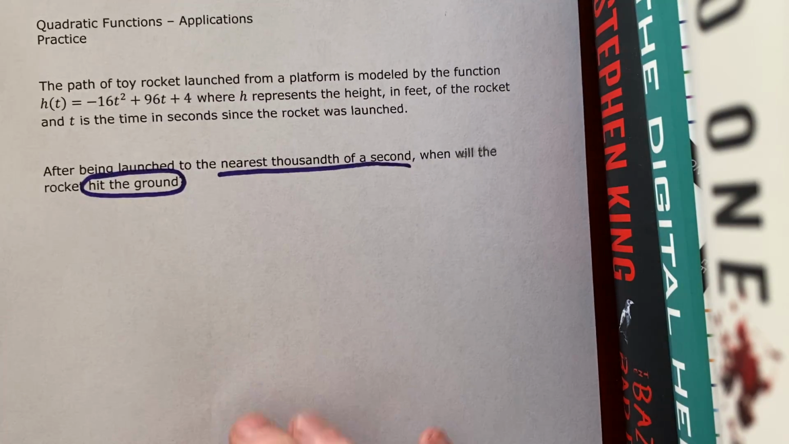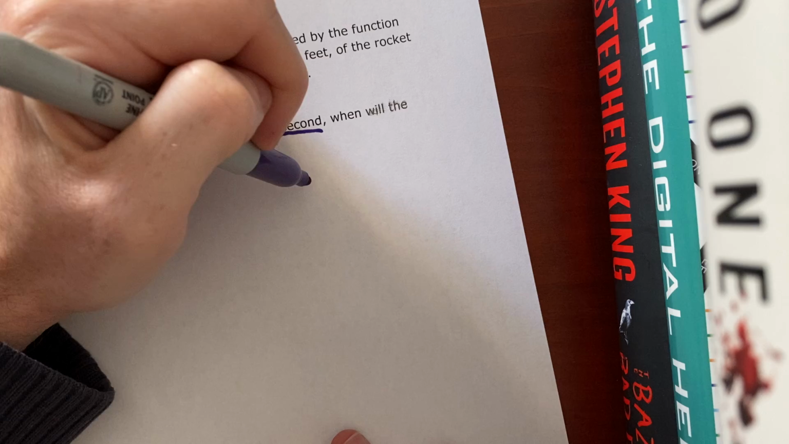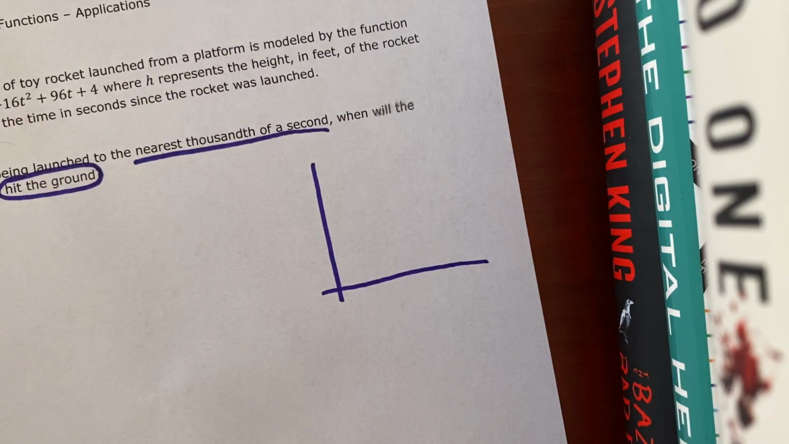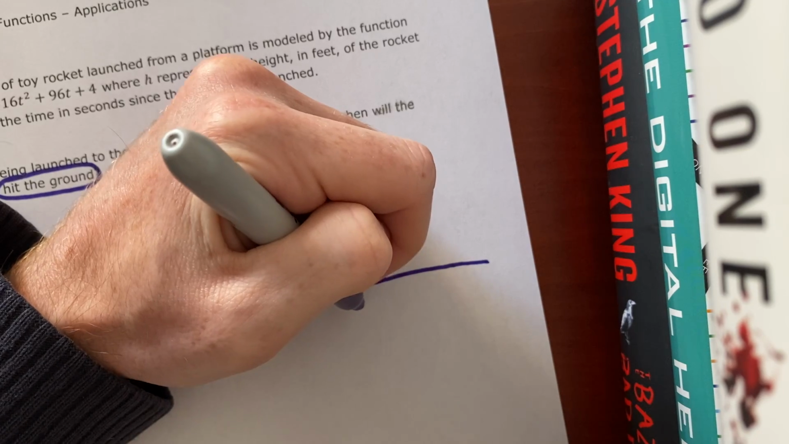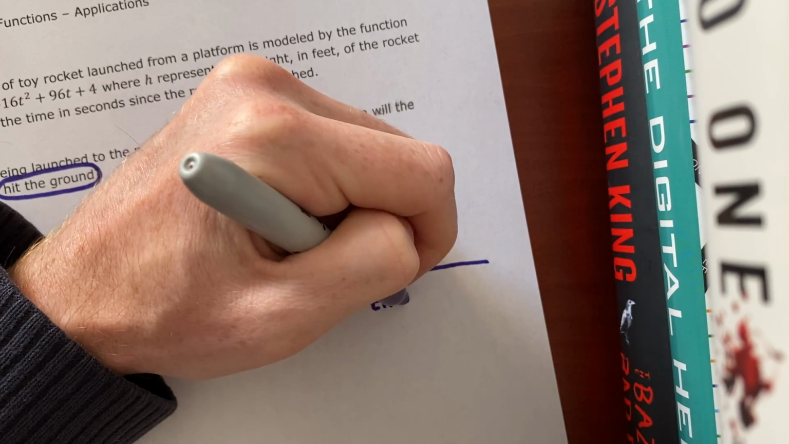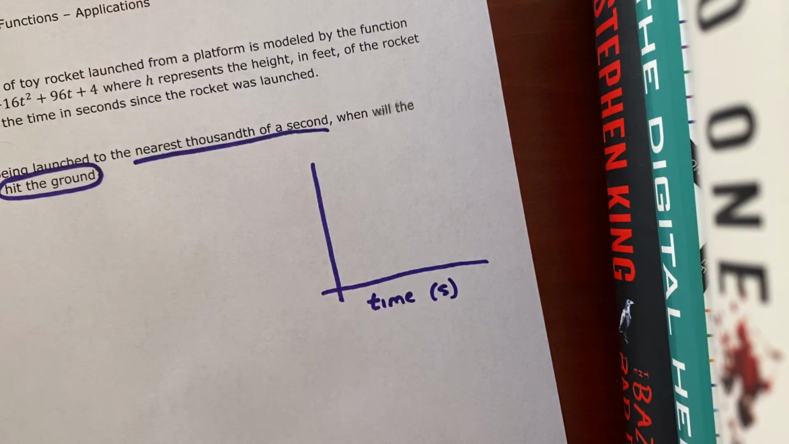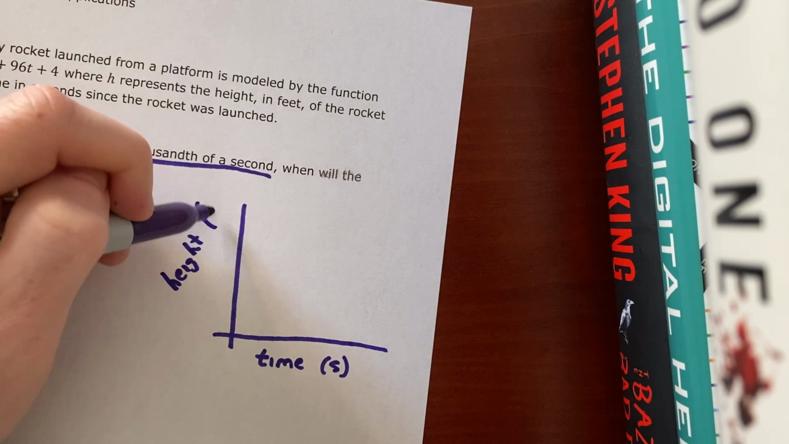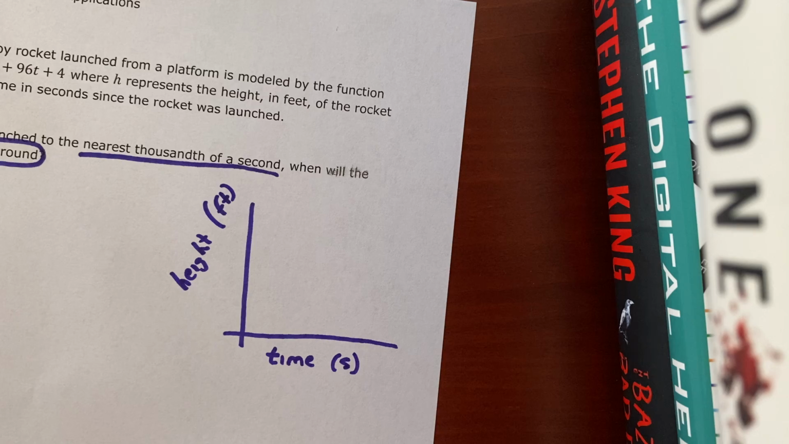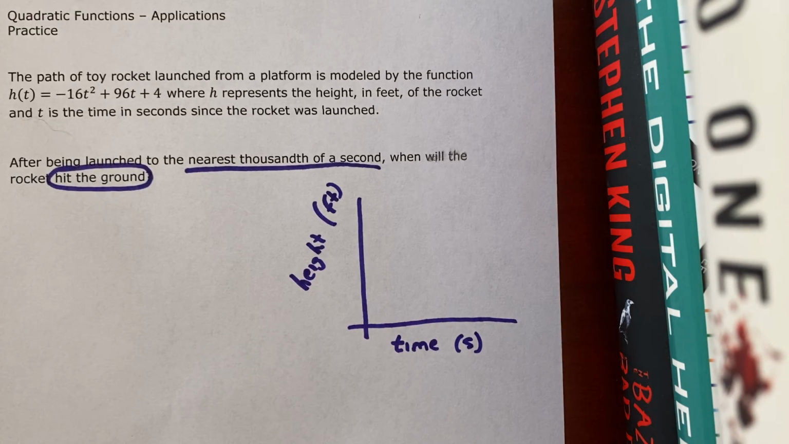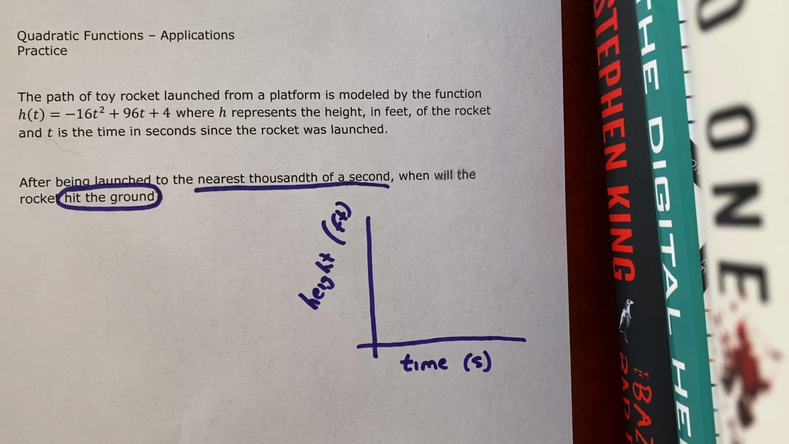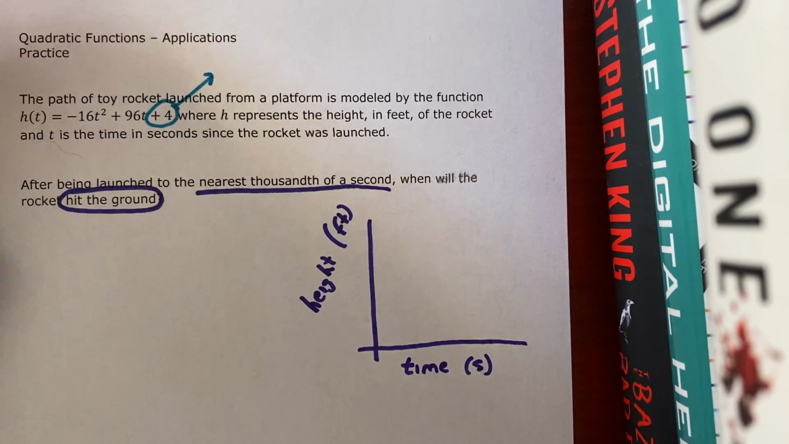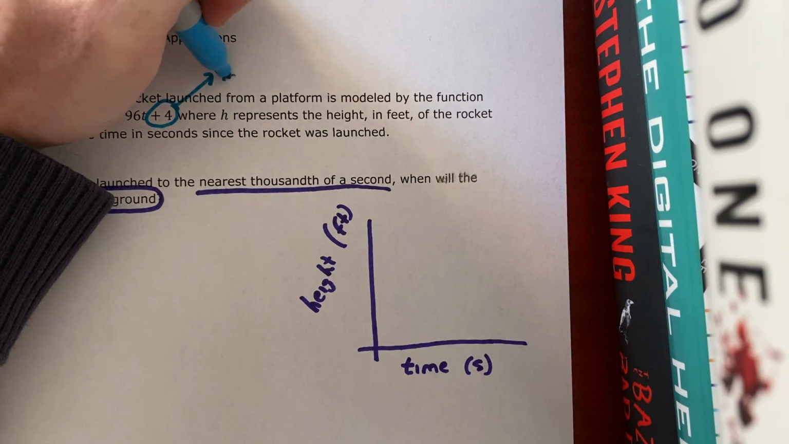All right, a couple of important things there. I like to draw a picture first. I just have a little grid right here. I know that my x-axis is time, and it's in seconds. I know that my y-axis is height, and it's in feet. If you remember, we learned about this a little bit. This 4 is how high the rocket was when it launched. It's that initial height.